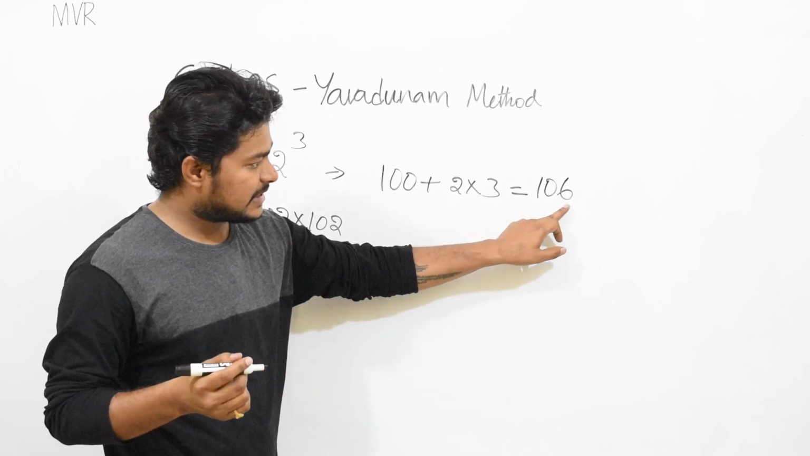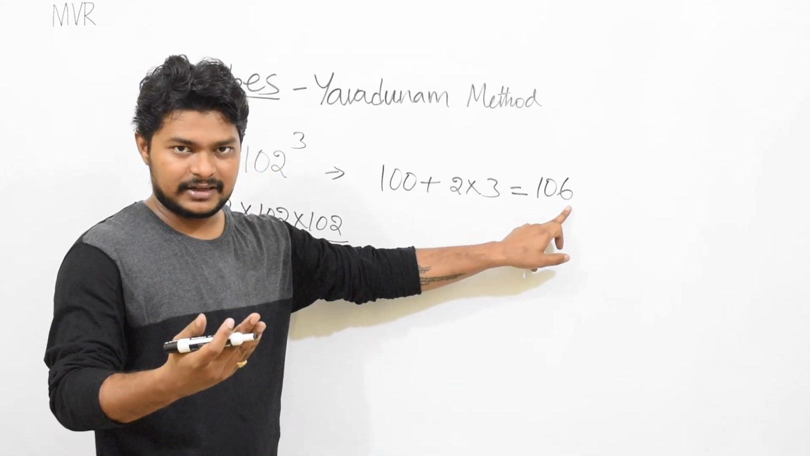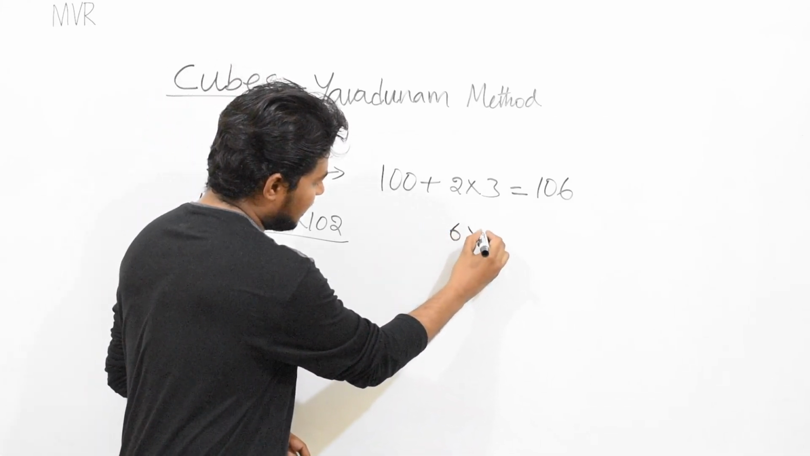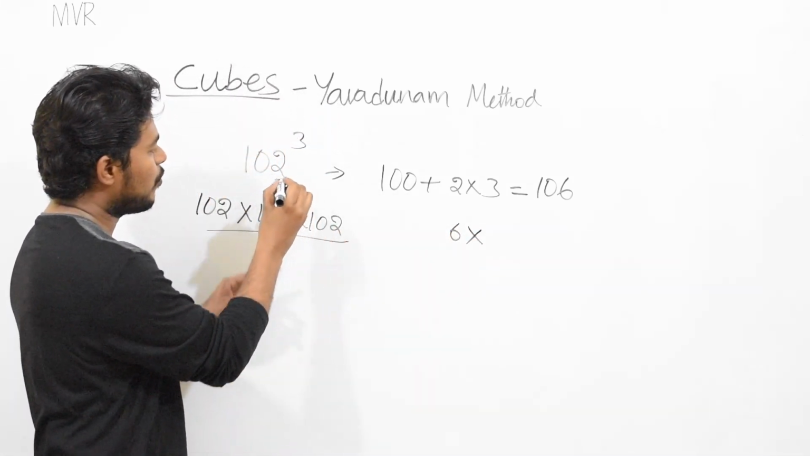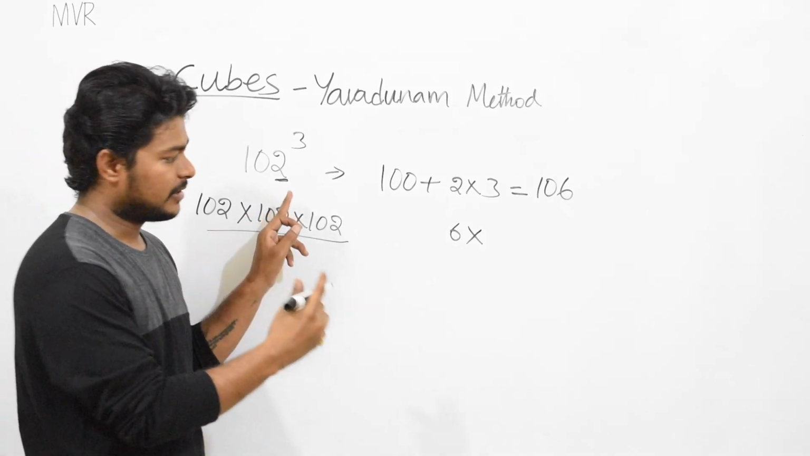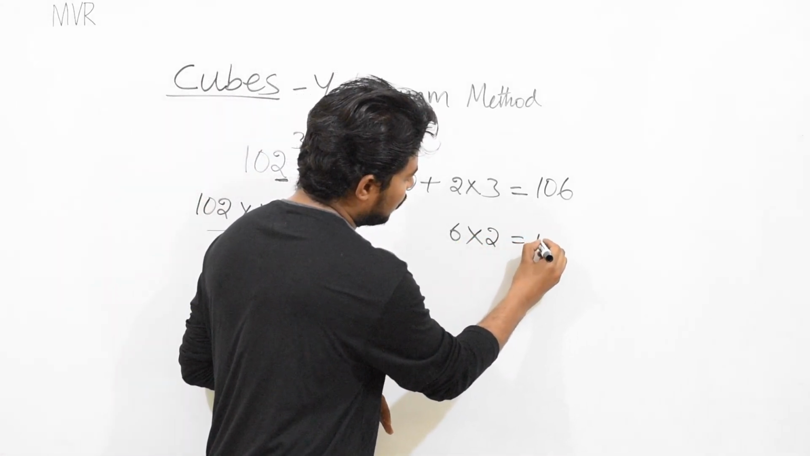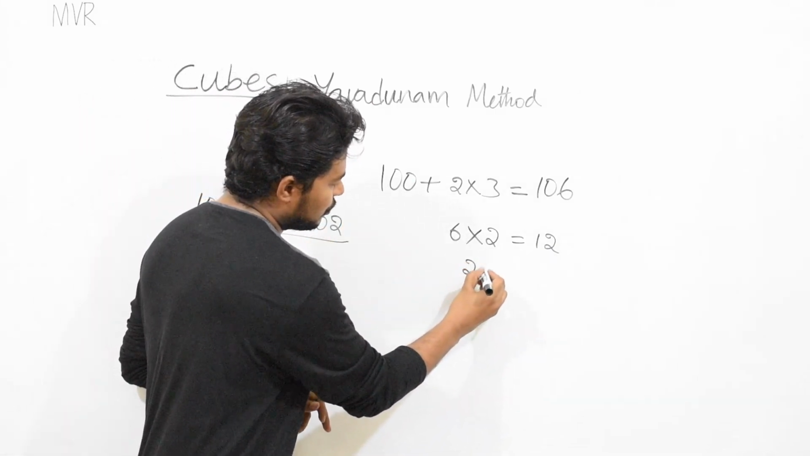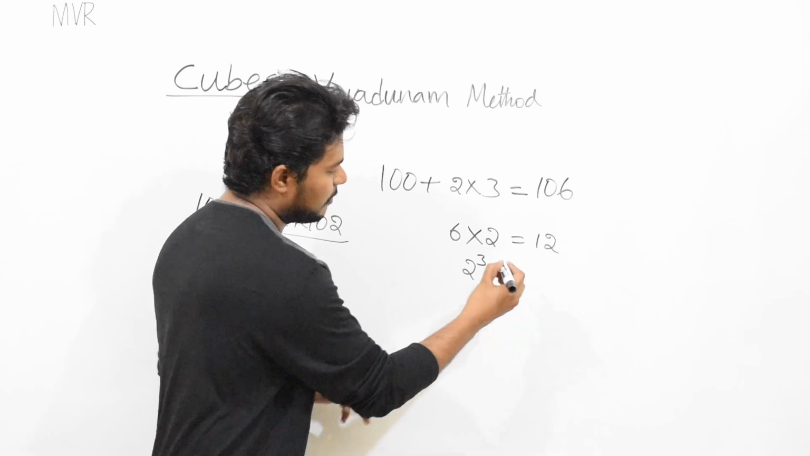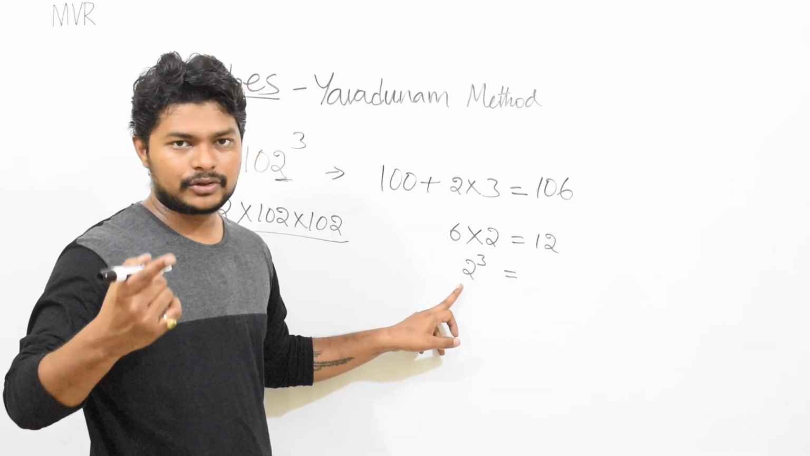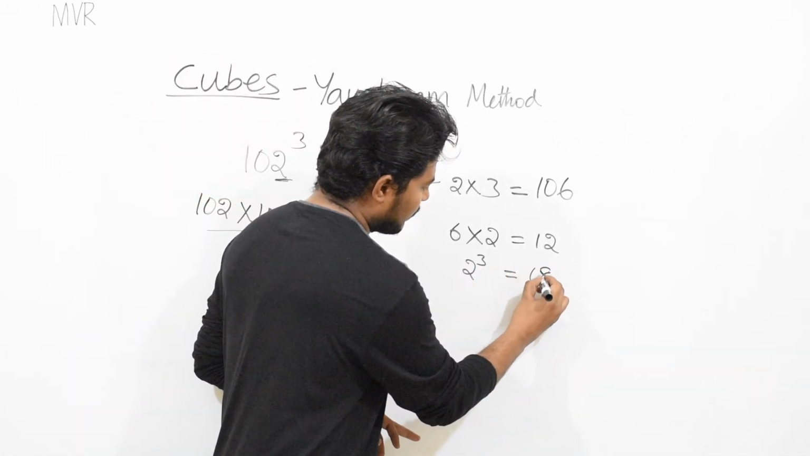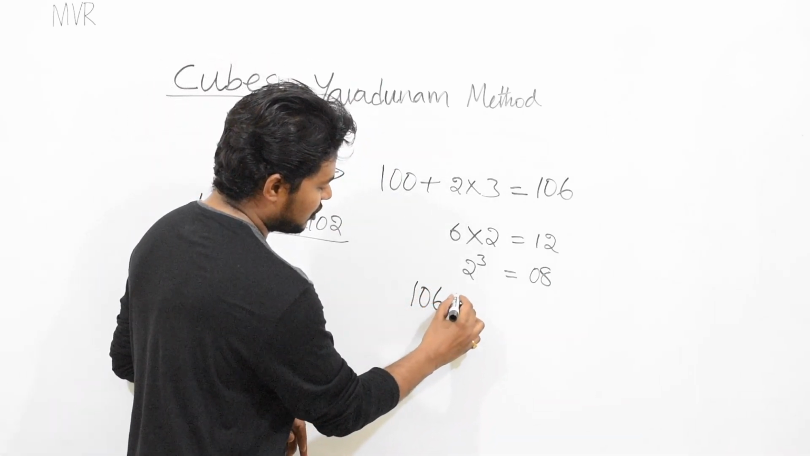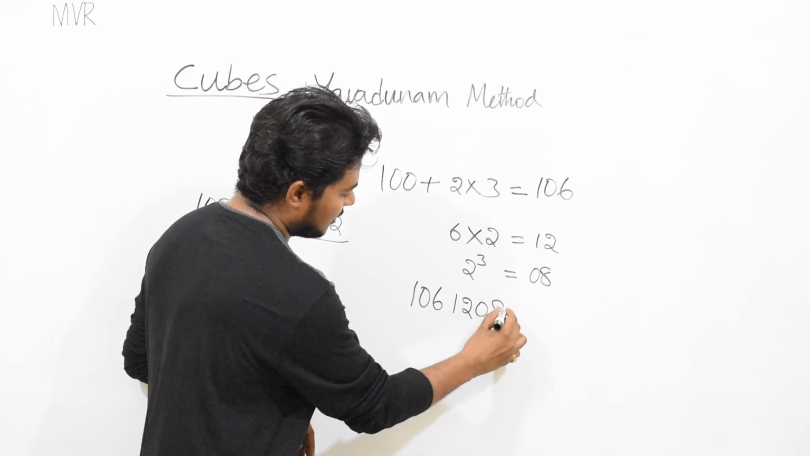Now see here, 106 is 6 greater than 100. You take that 6 and multiply with this excess 2, since this is 2 greater than 100. So now this will become 12. Now take this 2 and cube it. So 2 into 2 into 2, 4 into 2, that is 8. Now the final part is done. The answer is 106, the first part, the second part, the third part.